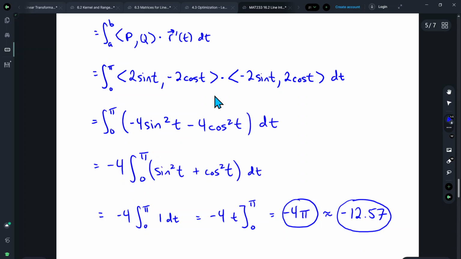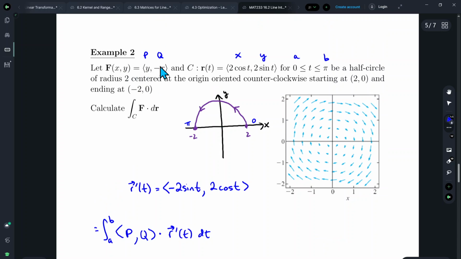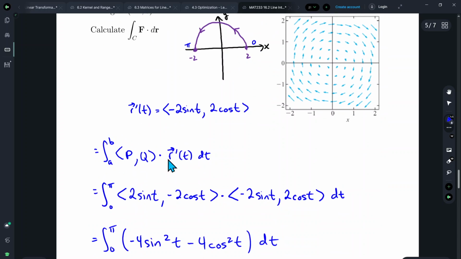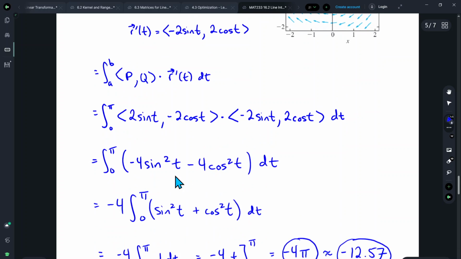Okay, so that's how we calculate the line integral of a vector field. Make sure your vector field is set up, your parameterization for the curve is set up, and then you can set up the integral exactly like this. Plug in x and y for p and q so that everything is in terms of t. Calculate r prime, that goes here, and then you take the dot product, and then it just becomes an ordinary integral that you can calculate.